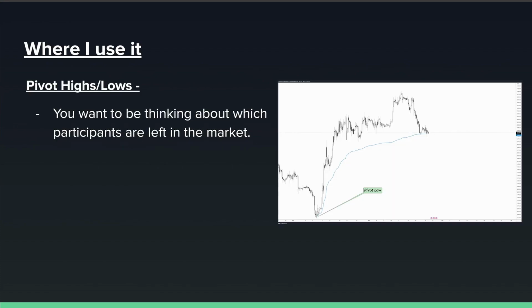So where do I use it? Really, it's within pivot highs and pivot lows. Essentially, you've got to be thinking about which participants are still left in the market, where their volume is kind of untested. Similar to a fixed range volume profile tool, which I'll do a video on, okay?